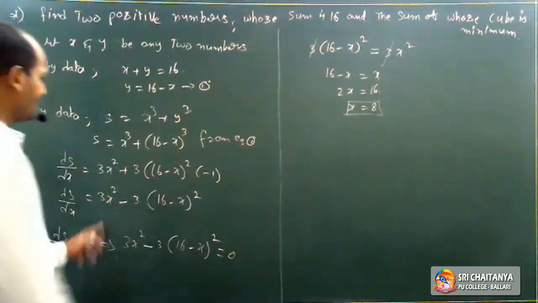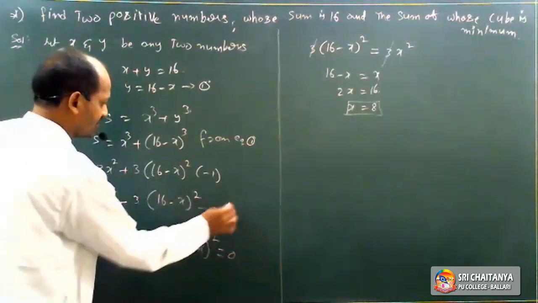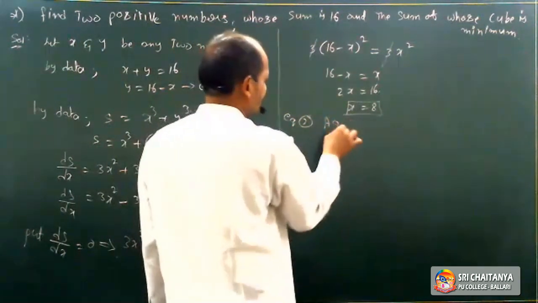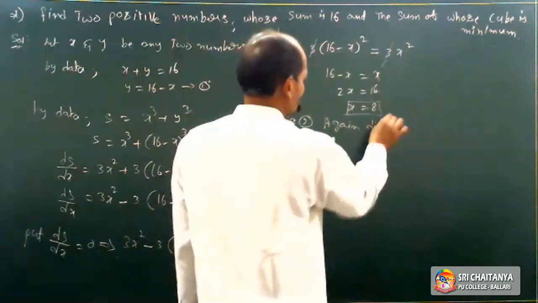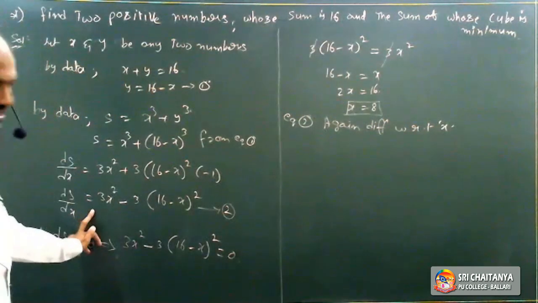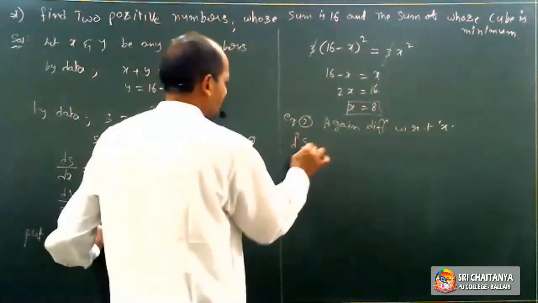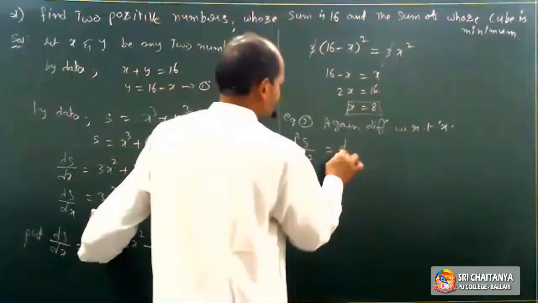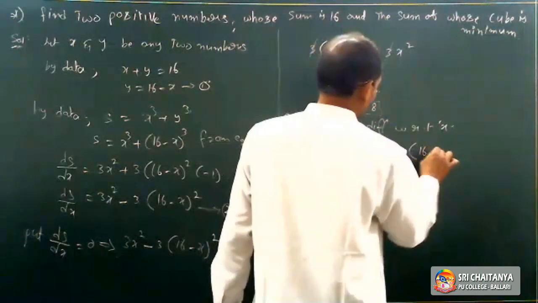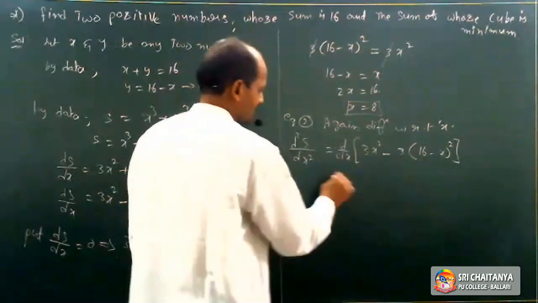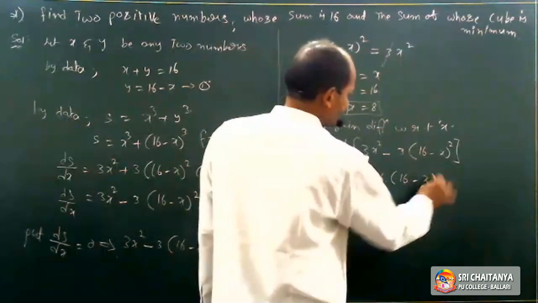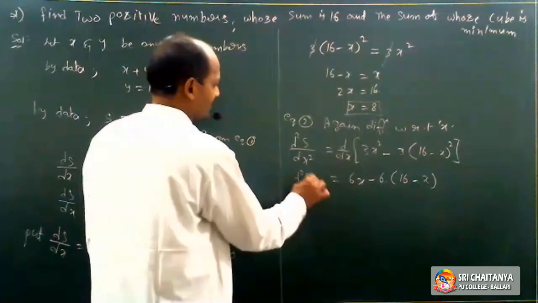Minimum means the second order derivative is positive. So equation 2, again differentiation with respect to x. It is a first order derivative. So that means d square s by dx square is the derivative of 3x square minus 3 into 16 minus x whole square. It is 6x minus 6 into 16 minus x. It is the second order derivative.